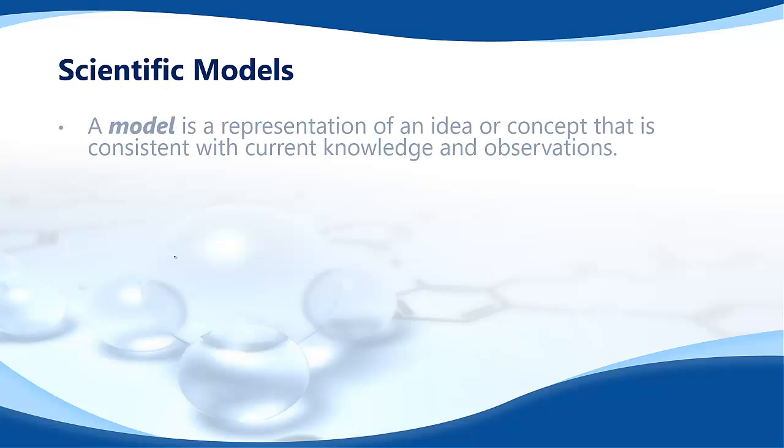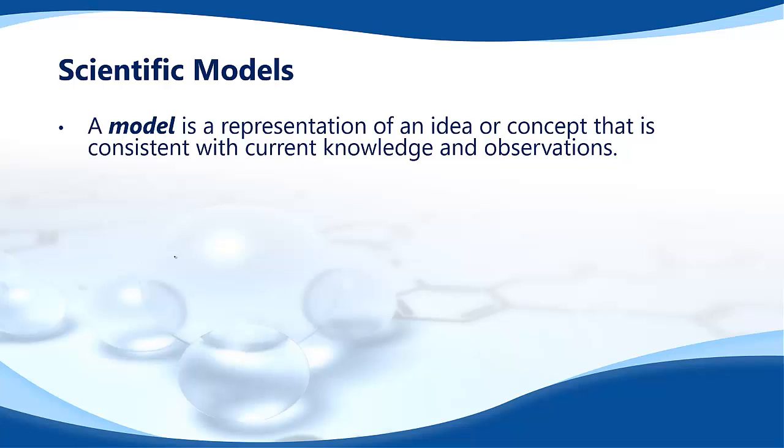So in science, a model is just some representation of an idea or a concept. Now, this representation can be a picture, it can be an explanation, it can be some equations, it can be any combination of them. The key thing about a model is that it's consistent with what we know and what we can observe, and that it can change, right? So it can also offer a little bit of predictive power as well, at least if the model is good.